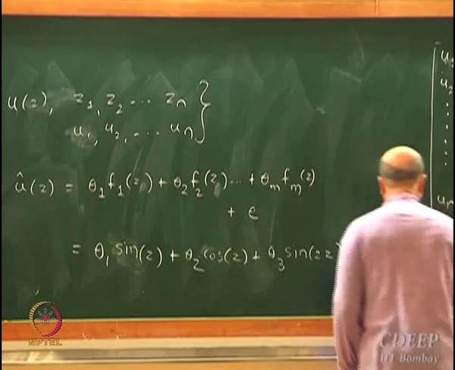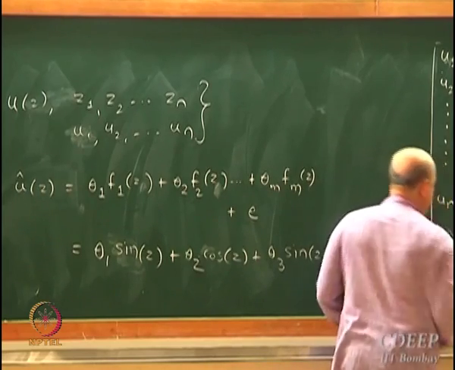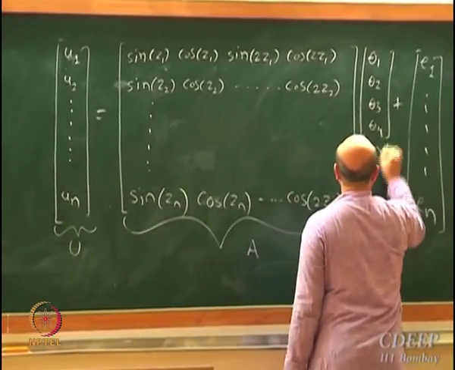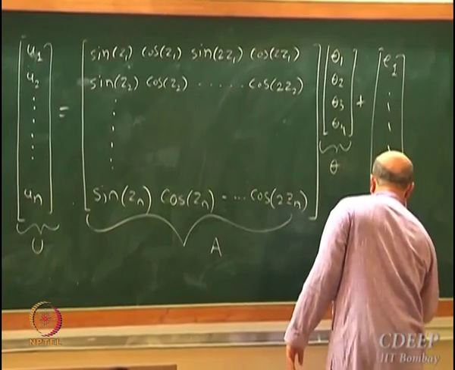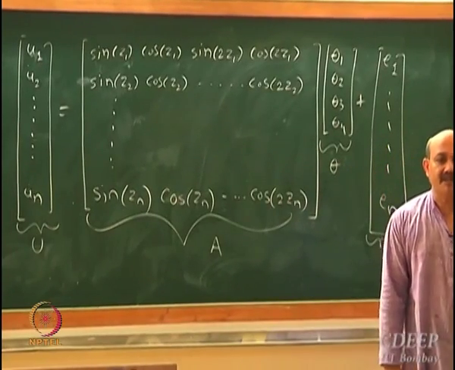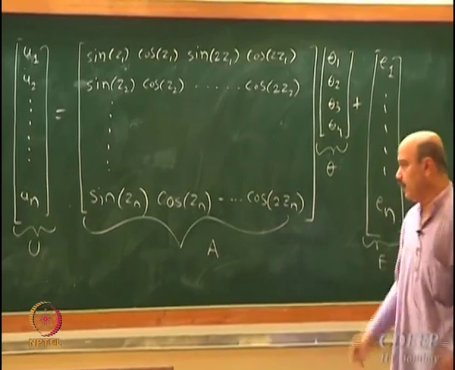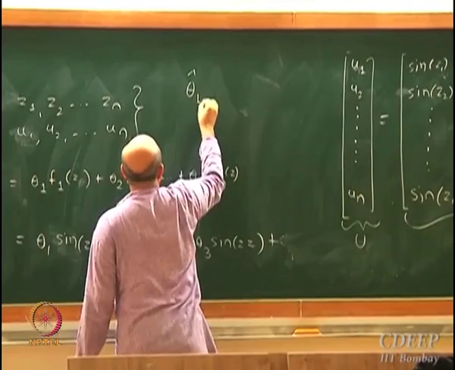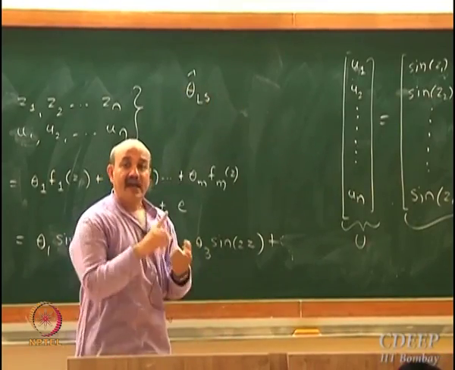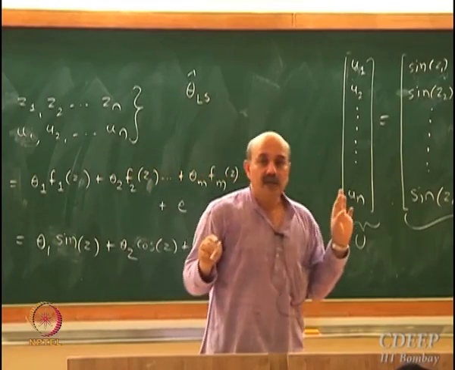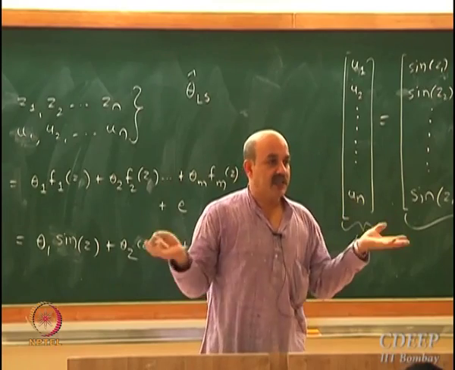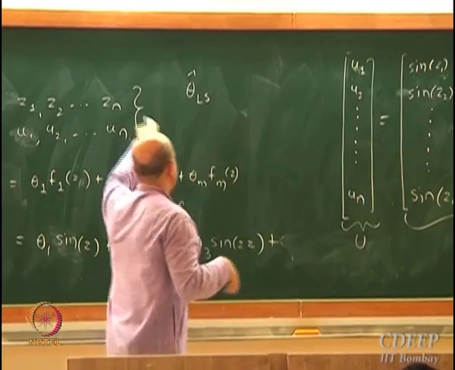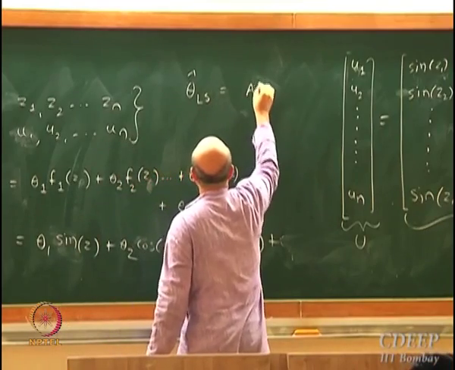So what do I get here? This is my U vector. This is my A matrix. This is my theta, and this is my E. How do I get the least square estimate of theta? We write theta hat least square. Why hat? It is an estimate of theta. There are different ways of getting theta. If you were to define one norm instead of two norms, you will get a different theta. So I am calling this theta, which is obtained through least square of errors.